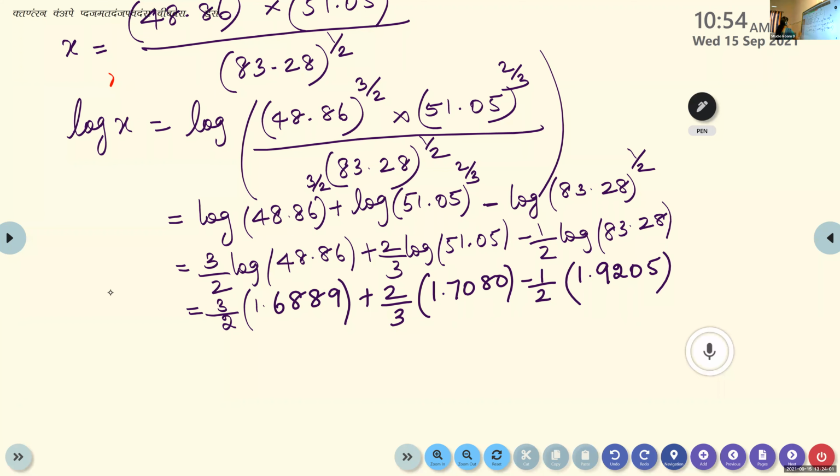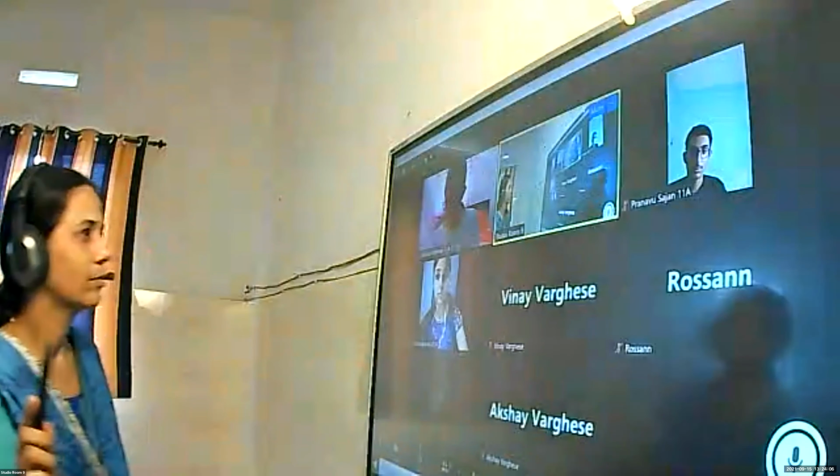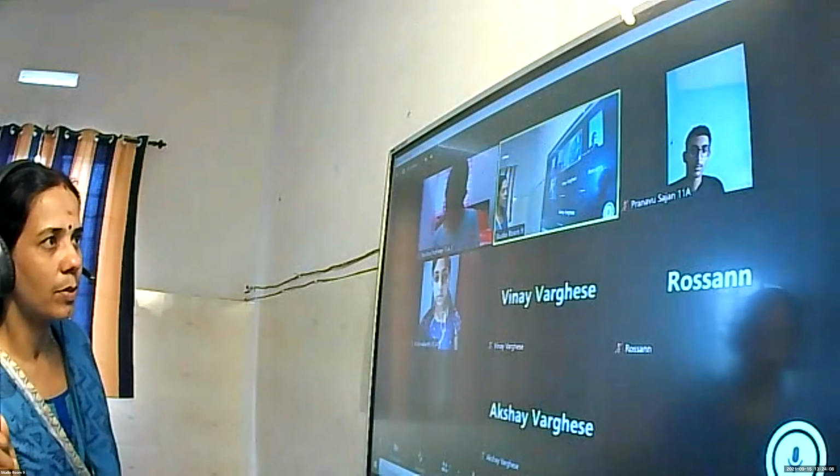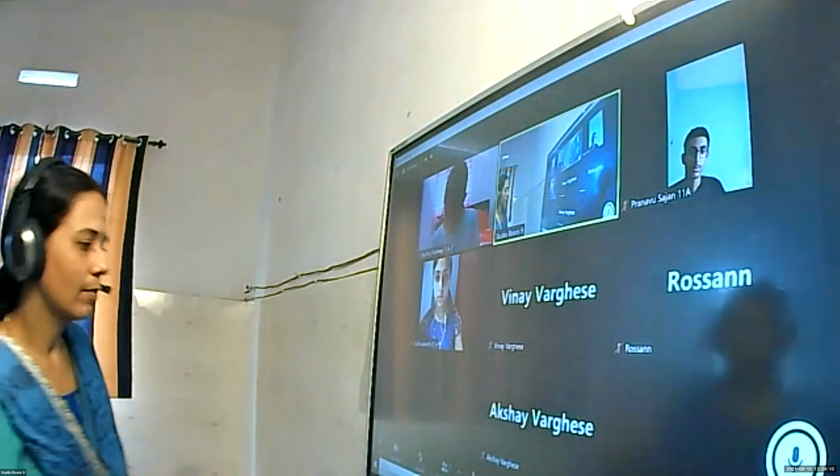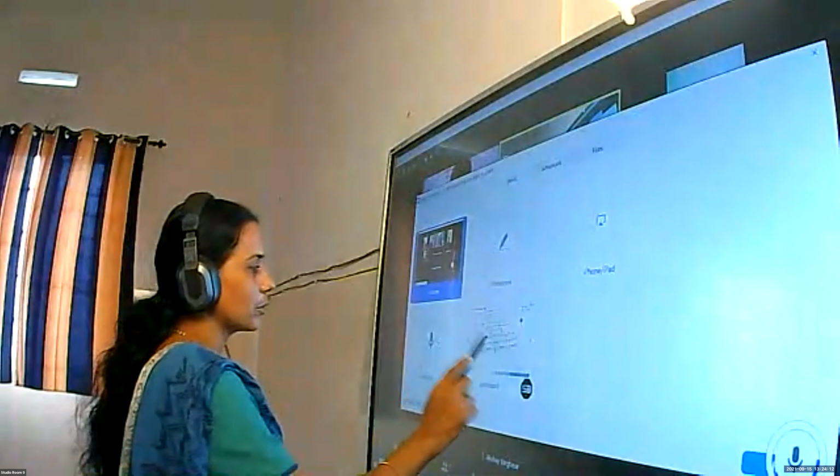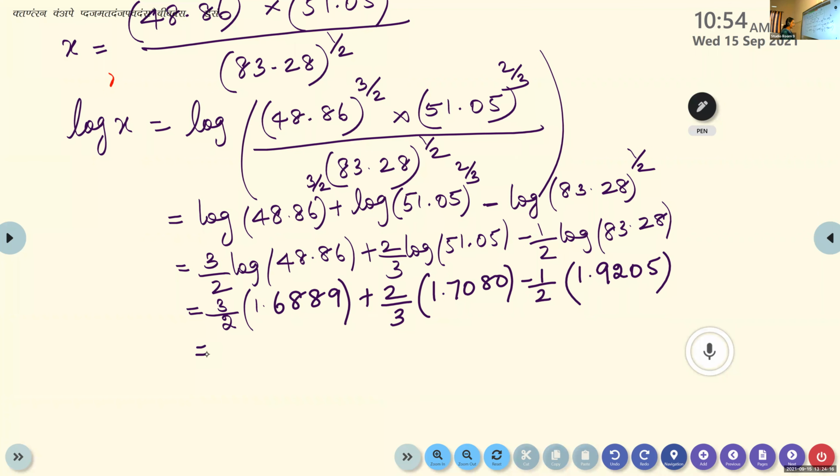Up to this part, is it okay? Is it clear? Are you getting like this? Are you checking the answer? Is it correct, Pranav? So now the next step, what you have to do? You multiply this by 3 and divide by 2. 3 by 2 into 1.6889. Multiply that value by 3 and divide it by 2.